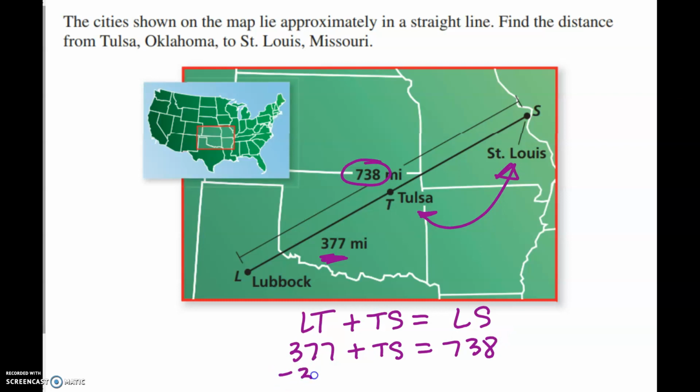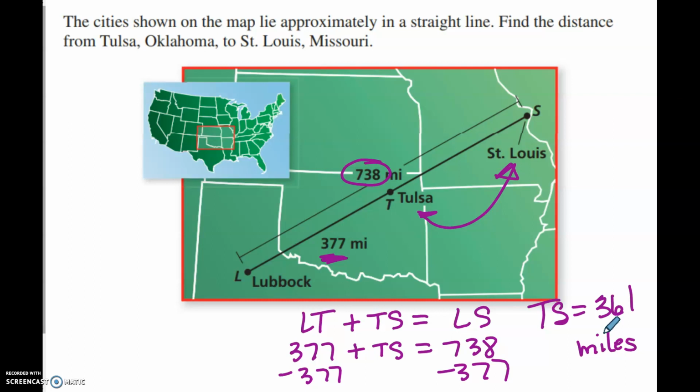So if we subtract 377 from both sides here, we can find out that this distance is 361 miles, I believe. So TS, the distance from Tulsa to St. Louis, is going to be 361 miles. So that is using segment addition.